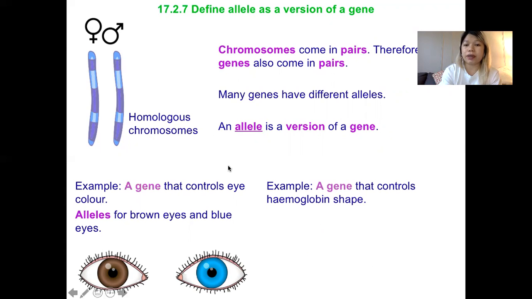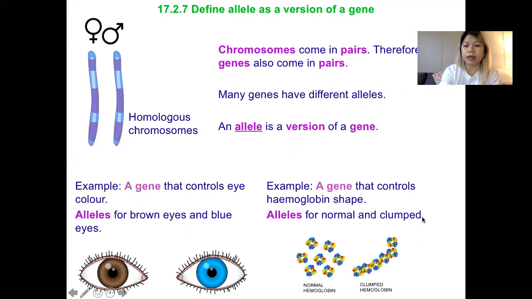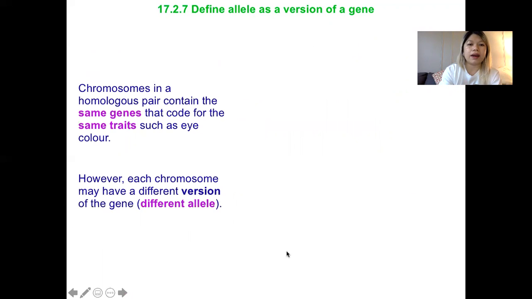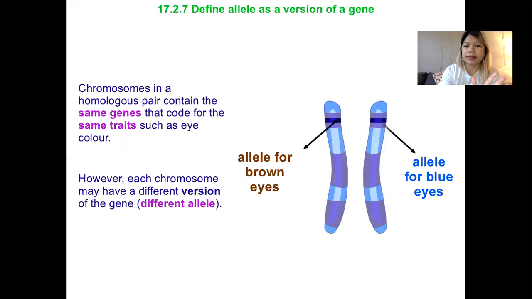Earlier, we talked about hemoglobin shape, a gene that controls the shape of hemoglobins. You can have alleles for normal or clumped hemoglobin, resulting in this actual physical trait that you see. Hopefully that makes sense. All right, so that's just another way to look at that.